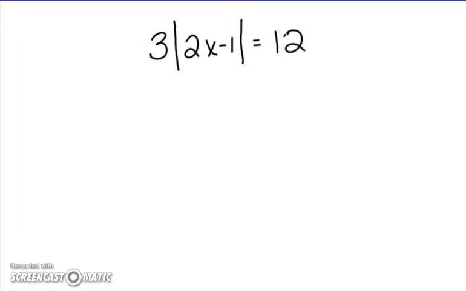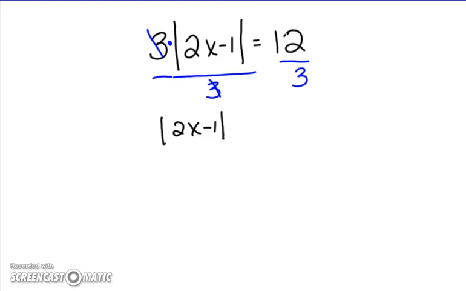Step 1, isolate the absolute value. So I see a 3 attached to it, and just like parentheses, if there's nothing in between it, that means there's a multiplication symbol in there that we just don't see. So my first step is going to be to do the opposite and divide by 3, and that will cancel the 3 over there. So then we're left with absolute value of 2x minus 1 equals 4. Step 1 is done. Now I can write my 2 equations.